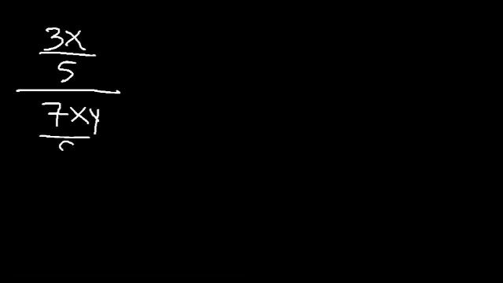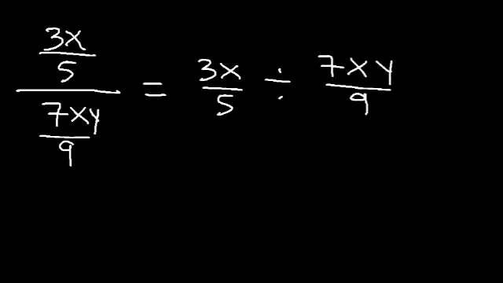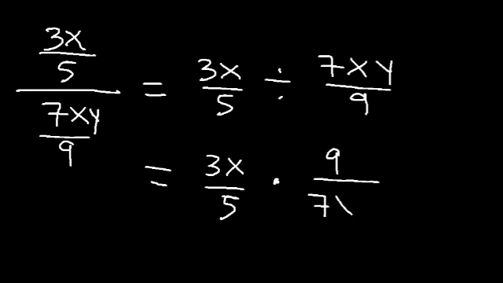Now consider the expression 3x over 5 divided by 7xy over 9. How can you simplify this expression? So what we have here is a complex fraction. We have a fraction within a fraction. You can rewrite this as 3x over 5 divided by 7xy over 9. That's what it really means. And so using keep, change, flip, we can keep the first fraction the same, change division to multiplication, and flip the second fraction. So now we can figure out the answer.